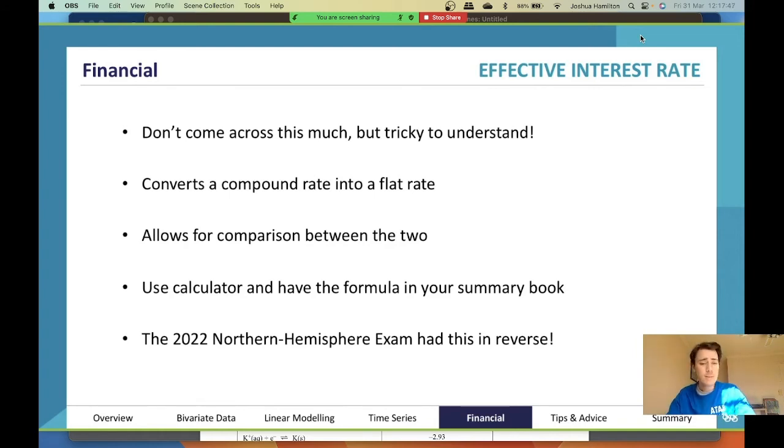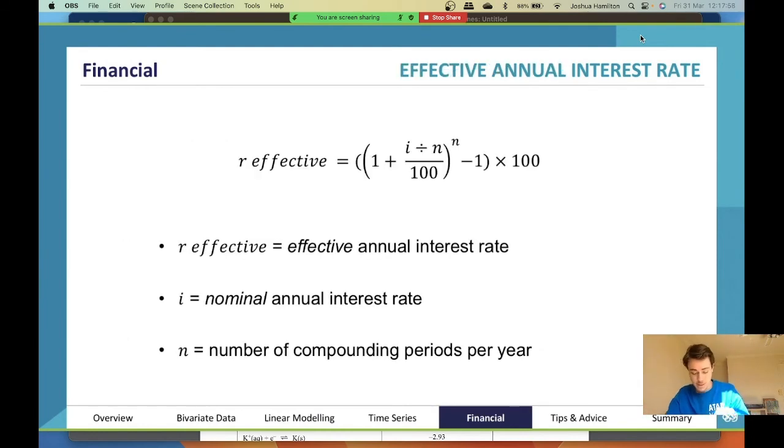So really, really important that you have this formula in your summary book, despite the fact it is in the Casio. So, as you can see here, this is the formula. I need this in your summary book.